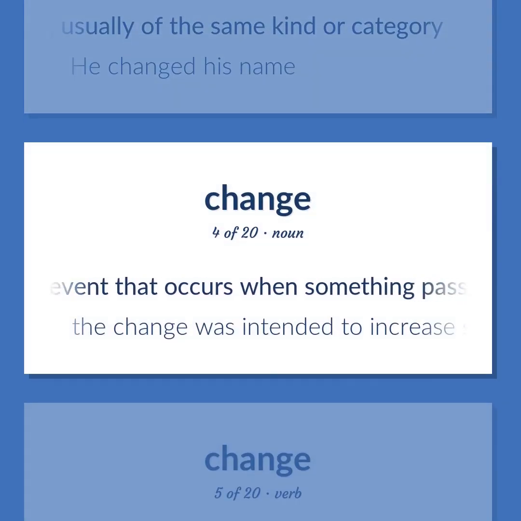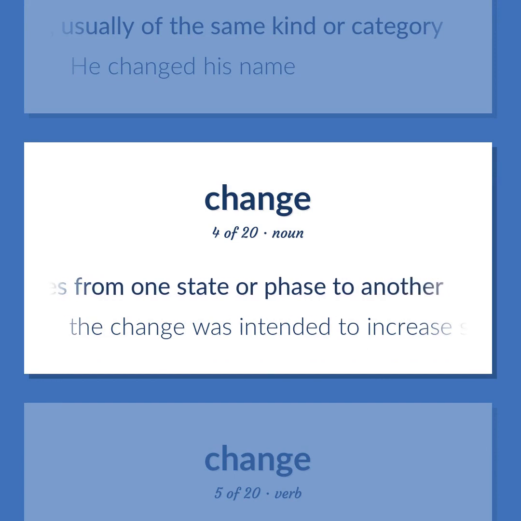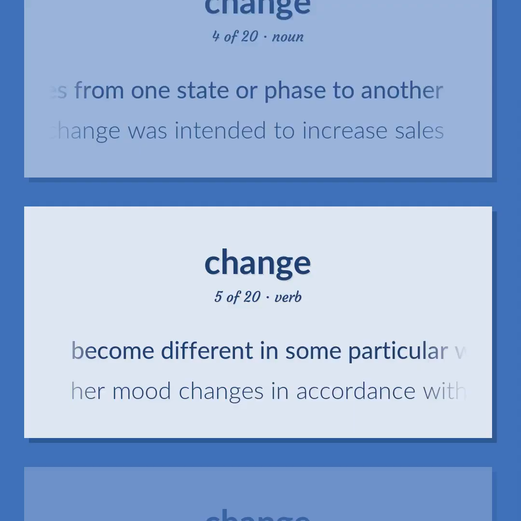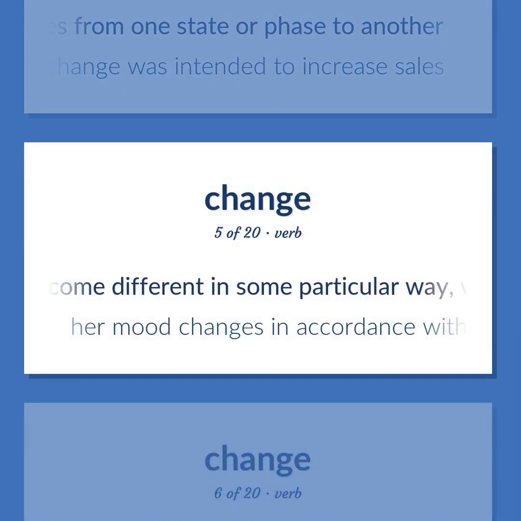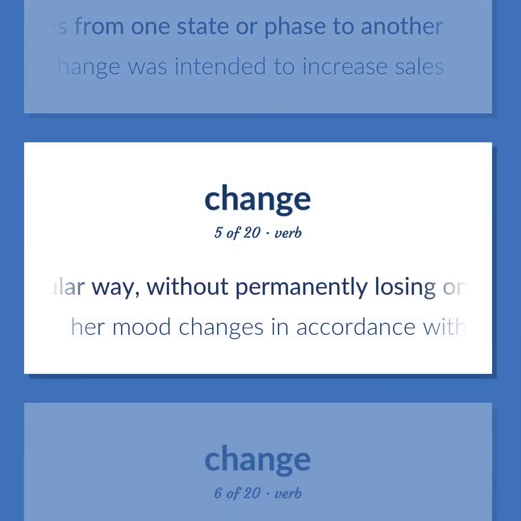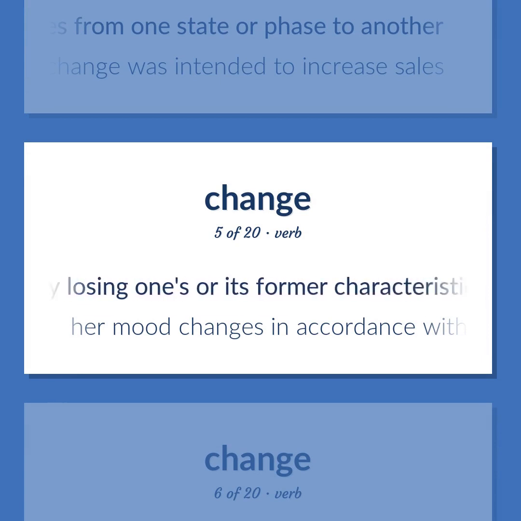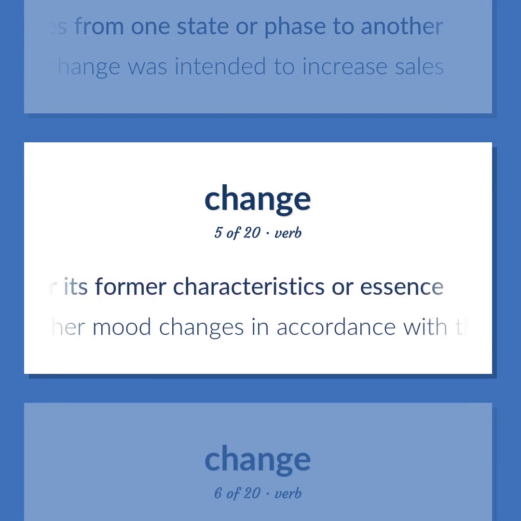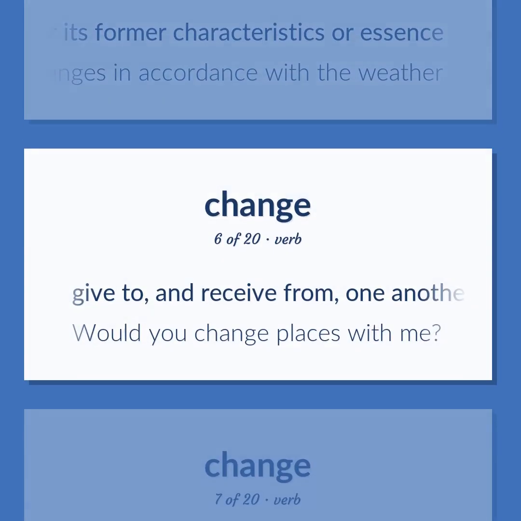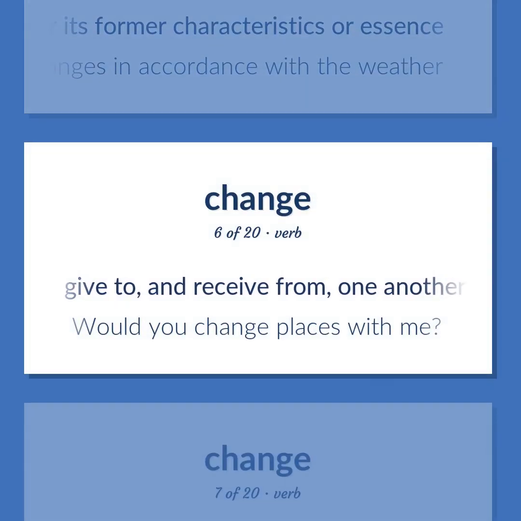An event that occurs when something passes from one state or phase to another. The change was intended to increase sales. Become different in some particular way, without permanently losing one's or its former characteristics or essence. Her mood changes in accordance with the weather. Give to, and receive from, one another. Would you change places with me?